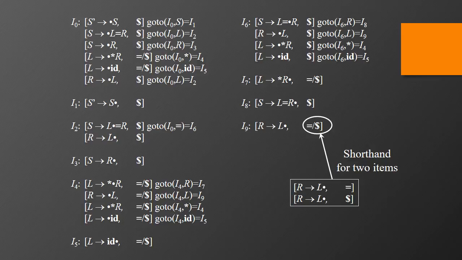In the same way, in I7, L gives star R dot comma equal-to-hyphen-dollar, I8 gives S gives L equal to R dot comma dollar. Item 9 will contain R gives L dot comma equal-to-hyphen-dollar. So equal-to-hyphen-dollar is a shorthand for two items, that is R gives L dot comma equal to, and R gives L dot comma dollar.